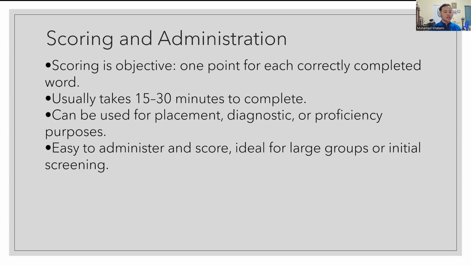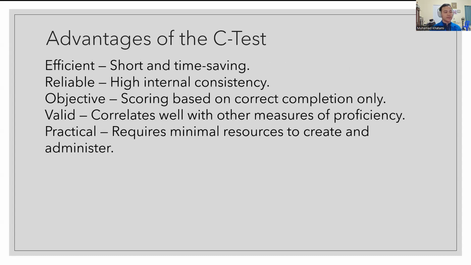Okay, so for the scoring and administration of this test, the scoring is very objective. It will grant the student 1 point for each correctly completed word. Usually, this test takes 15 to 30 minutes to complete, and it can also be used for placement, diagnostic, and/or proficiency purposes. Also, this test is easy to administer and score, and ideal for large groups or initial screening.